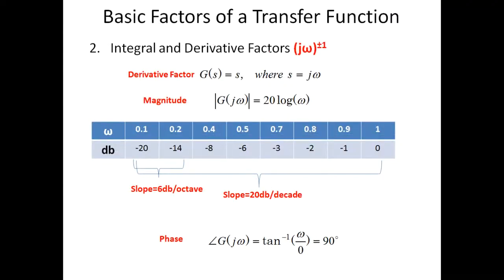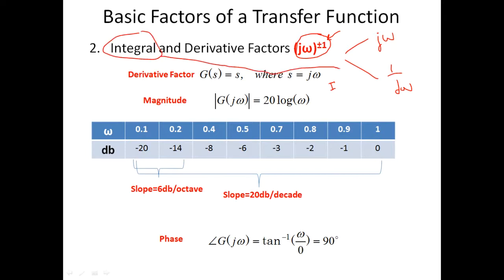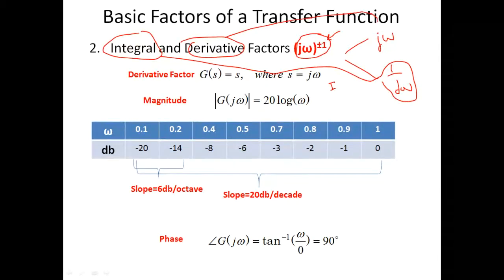Now, if we have integral and derivative factors, (jw) to the power plus or minus 1. As you know, the derivative is jw, and the integral is 1 over jw. So the integral is 1 over jw, and the derivative is jw.